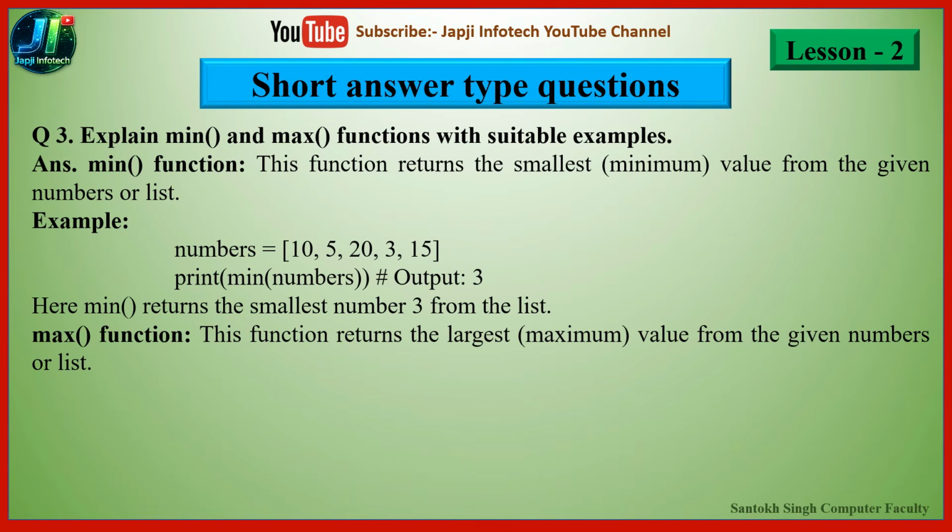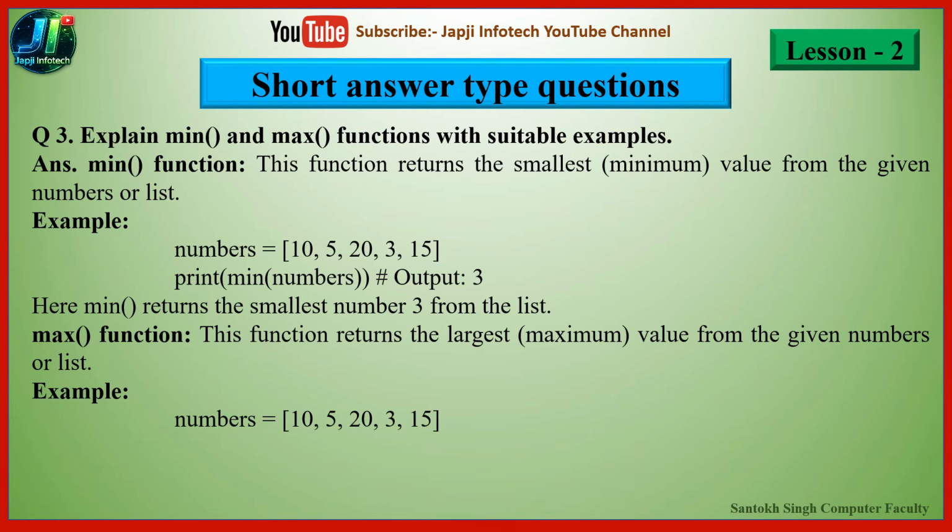So next one is the max function. This function returns the largest or maximum value from the given numbers or list. So max function is the opposite of the min function. So let's take a look at the example.